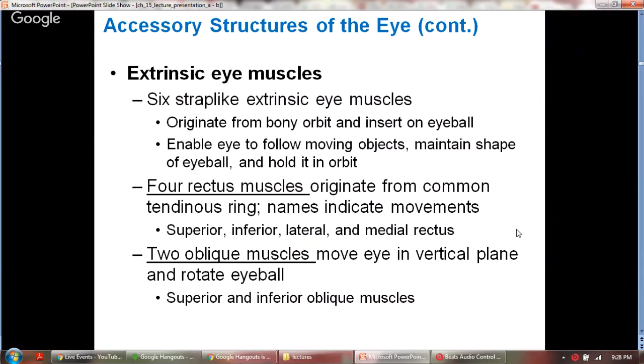It's 6 strap-like extrinsic eye muscles. They originate from the bony orbit and insert on the eyeball. It enables the eye to follow moving objects, maintain the shape of the eyeball, and hold it in the orbit as well.